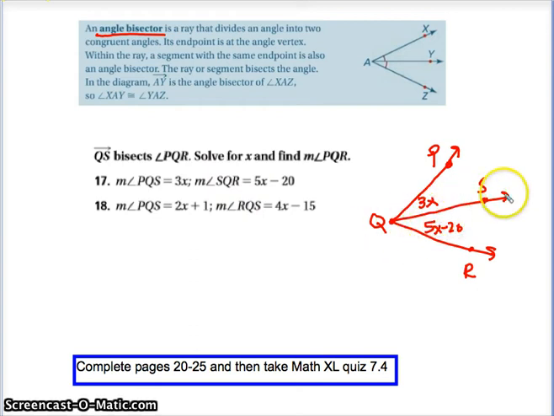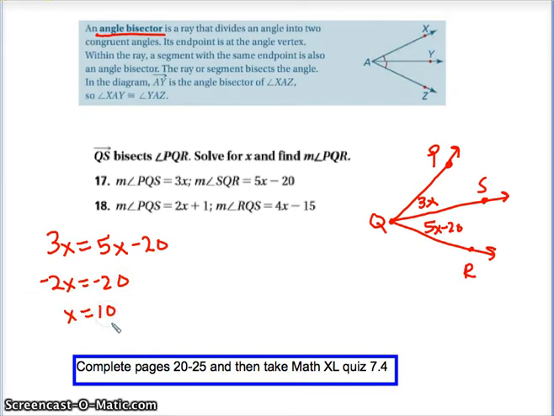Since QS is the bisector, I now know that 3x is equal to 5x minus 20. And we can go ahead and solve for x. So I subtract 5x and I get negative 2x equals negative 20. So that means that x equals 10. We are also asked to find PQR. So if I plug in 10 for x, I know that this is 30. So that means that PQR has to equal 60.